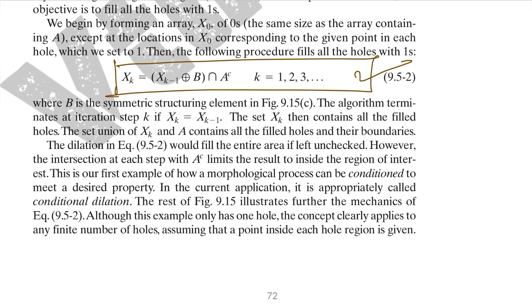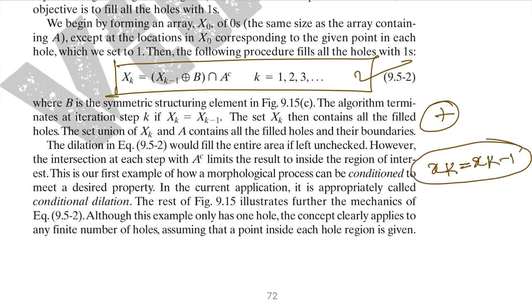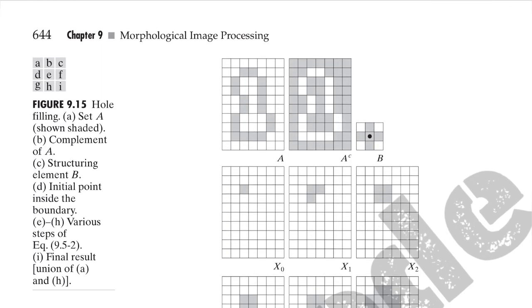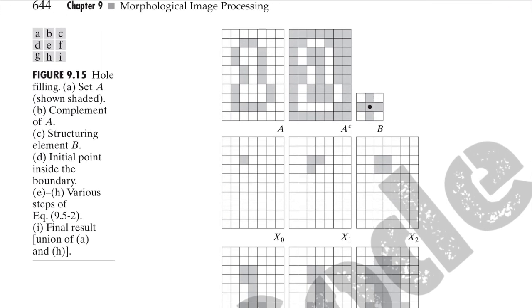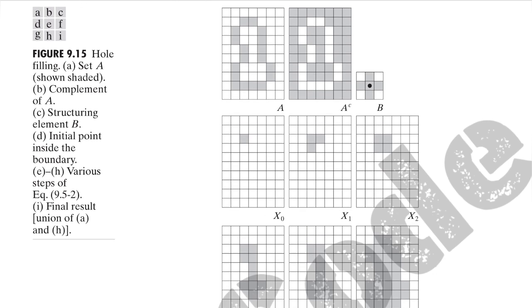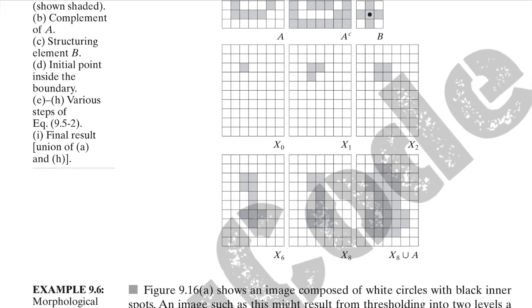Your Xk is nothing but the dilated result of iteration k. This is the dilation operator, and the process stops when Xk is equal to Xk-1. When it is equal, that means there is no difference as such, then you say that yes, the process is completed. So how will you implement it? First the input image: a binary image with holes, and the output image is where the holes are filled, resulting in solid white regions.